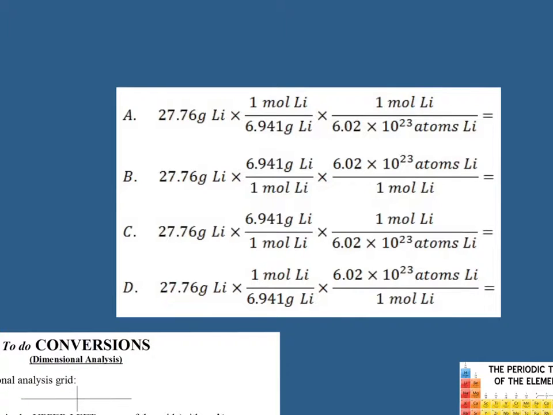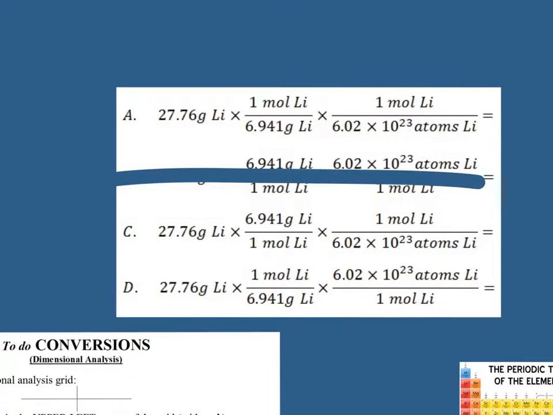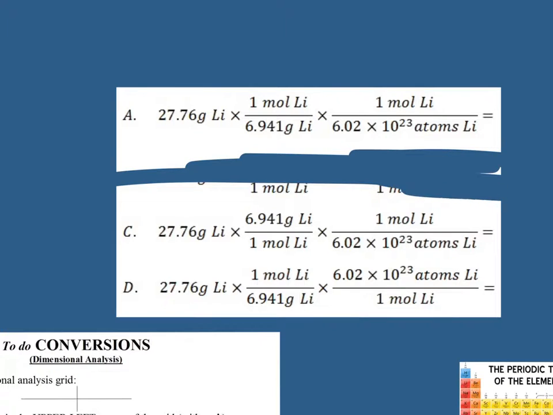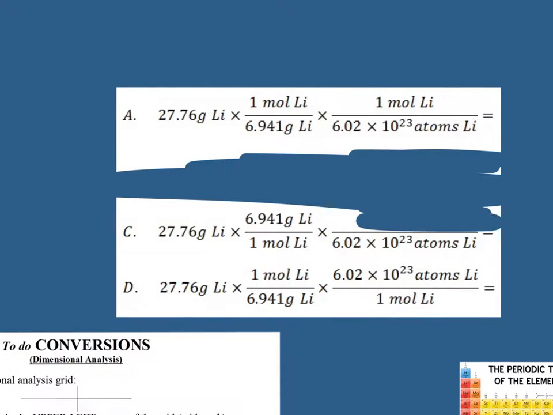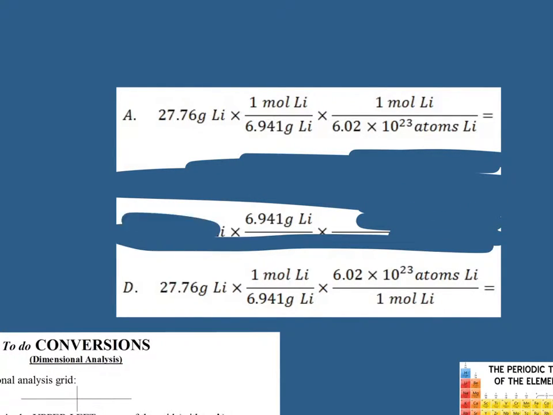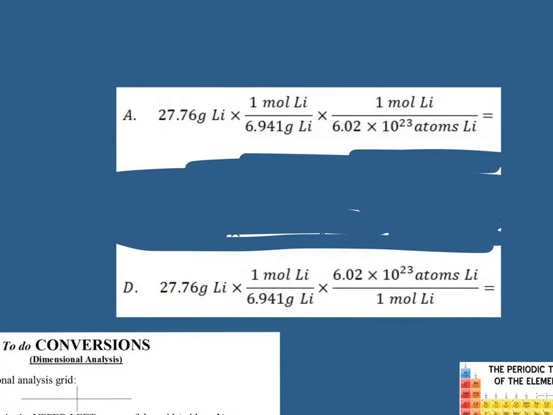So the next one that we have is C. We have grams of lithium, and on the bottom right, that's not grams of lithium, so that does not work. Grams of lithium, look diagonally, grams of lithium, yes, it is there, so that will work for us. I want to go ahead and take out these answer choices that we know cannot be correct, so we can just focus on the ones that could be correct.